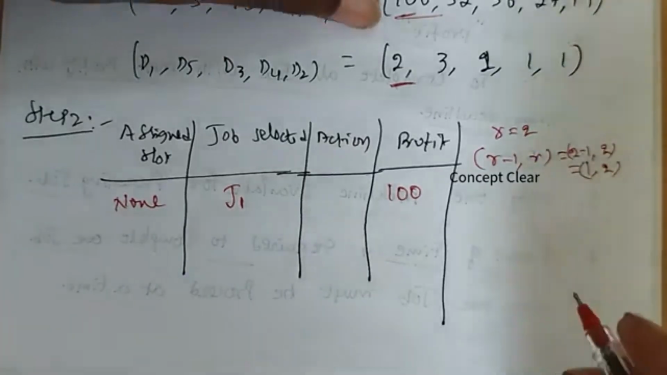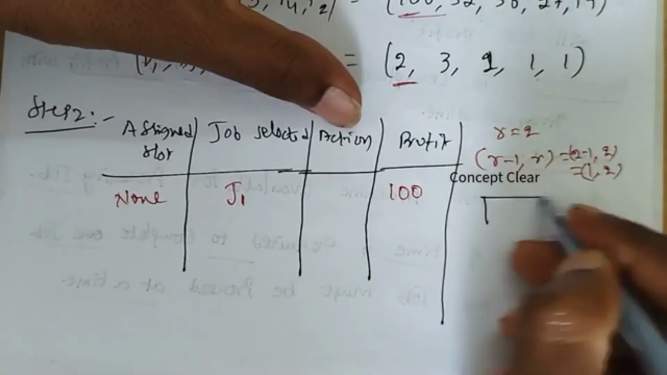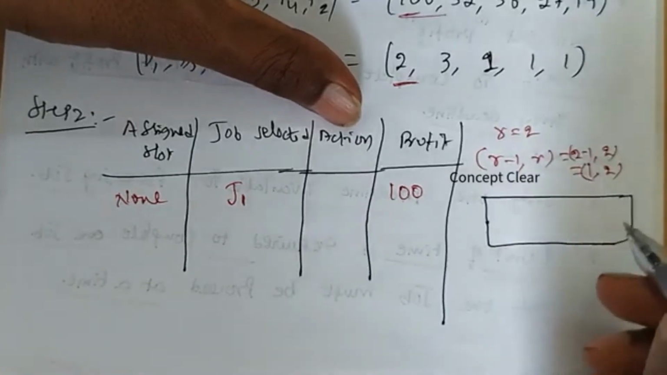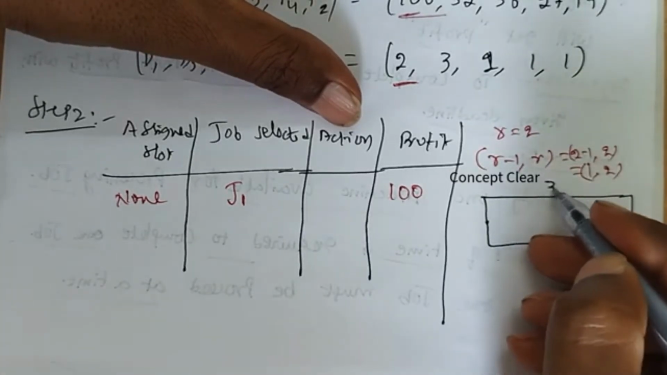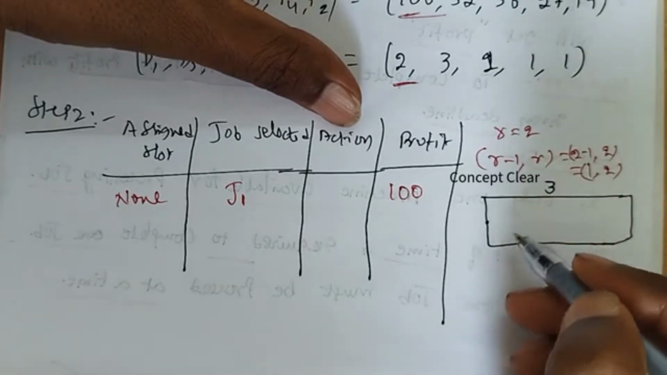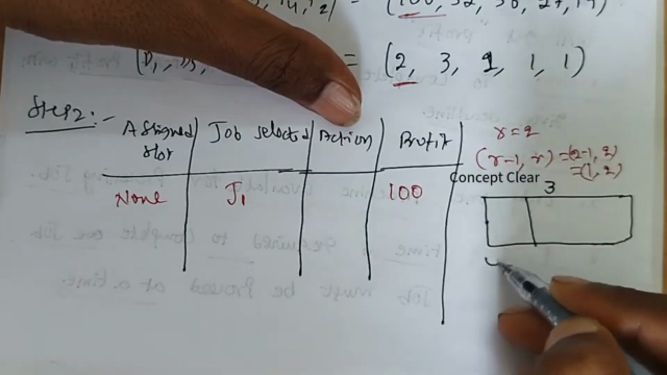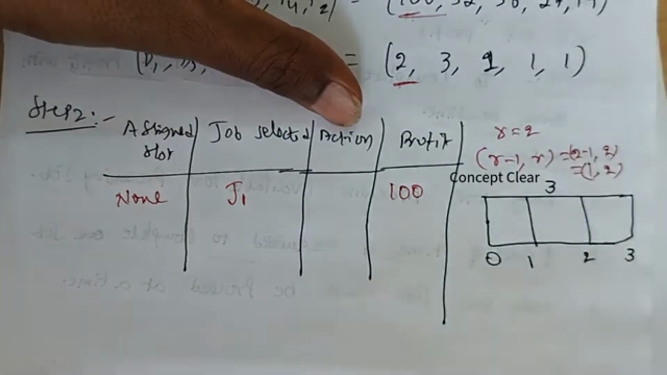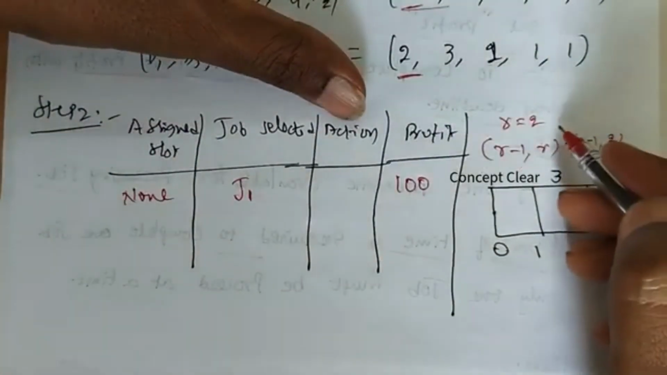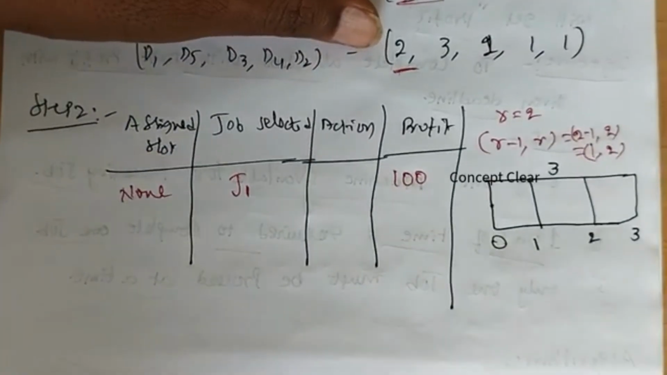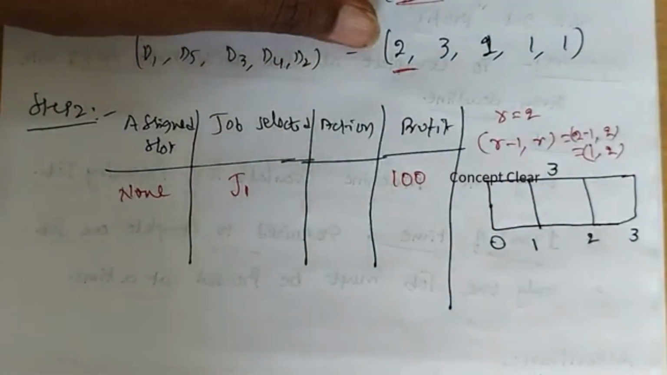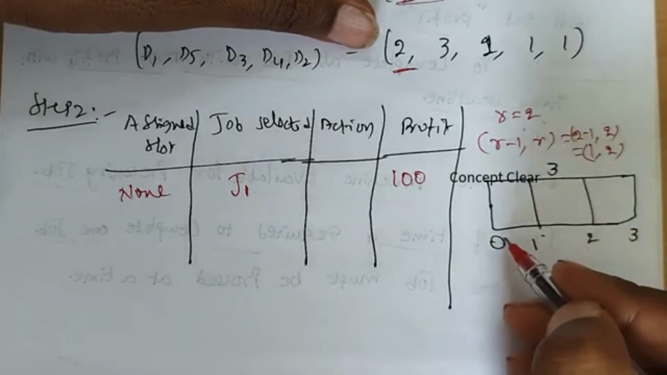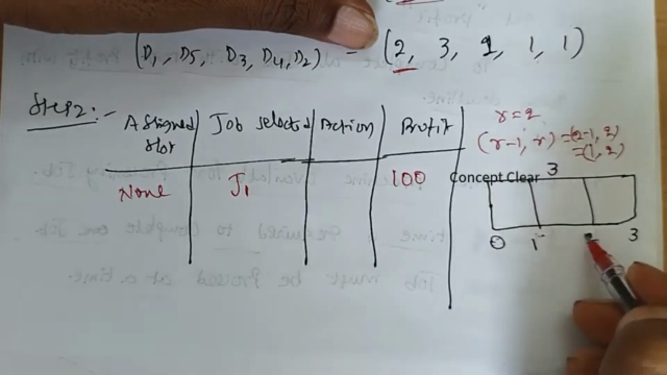Assume here we have to take an array like this. The total value here is 3. First, I take 0 to 1, 1 to 2, 2 to 3. Here R equals 2 means, what is the value we are getting? For R equals 2, either we can place the job in 0 to 1 or 1 to 2.